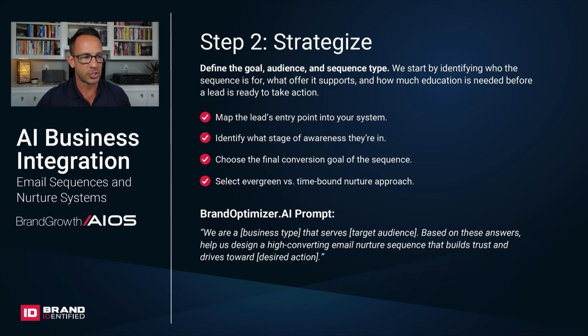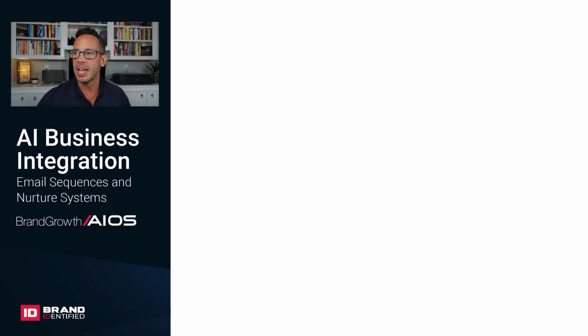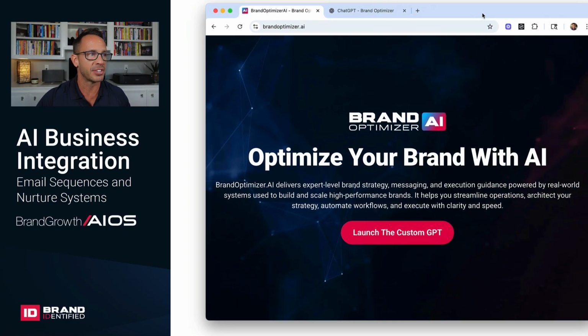So for example, this prompt is: we are a, and you want to input your business type there, that serves, and you would enter in your target audience. Now, based on these answers, help us define a high converting email nurture sequence that builds trust and drives towards, and you would put your desired action in there. So you would take this prompt, take the 10 questions in step number 1 and the 10 answers to those questions, and move that over and prompt that into BrandOptimizer.ai.